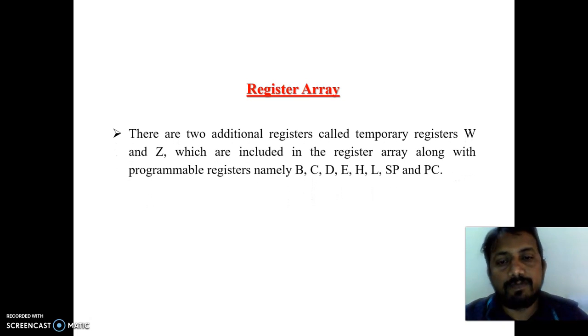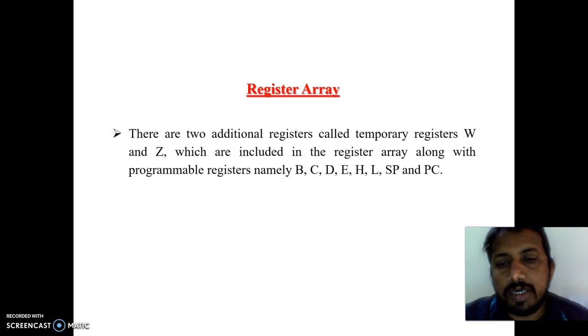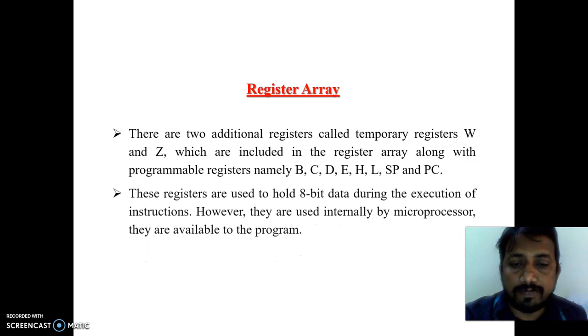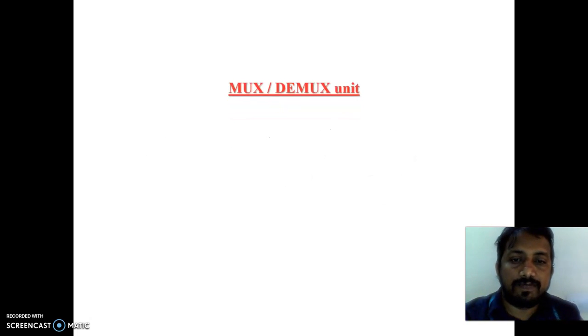And you have two additional registers, W and Z, which are part of the register array along with the programmable registers like BC, DE, HL, SP, the stack pointer, and the program counter. The two temporary registers are W and Z. These registers are used to hold 8-bit data during the execution of instructions.